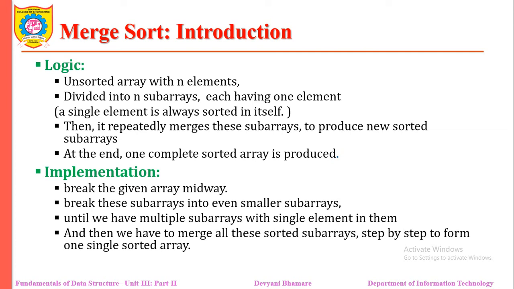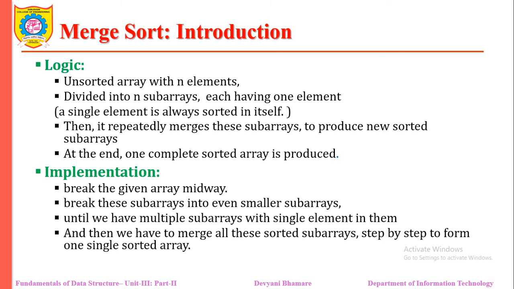So what is the implementation? We break the given array at the middle part, so we get sub-arrays. Again, take those sub-arrays and divide each at its middle. Until we get sub-arrays containing a single element, we need to keep dividing. Once all the arrays contain only one element, we start merging these sorted sub-arrays step by step to form one large sorted array.